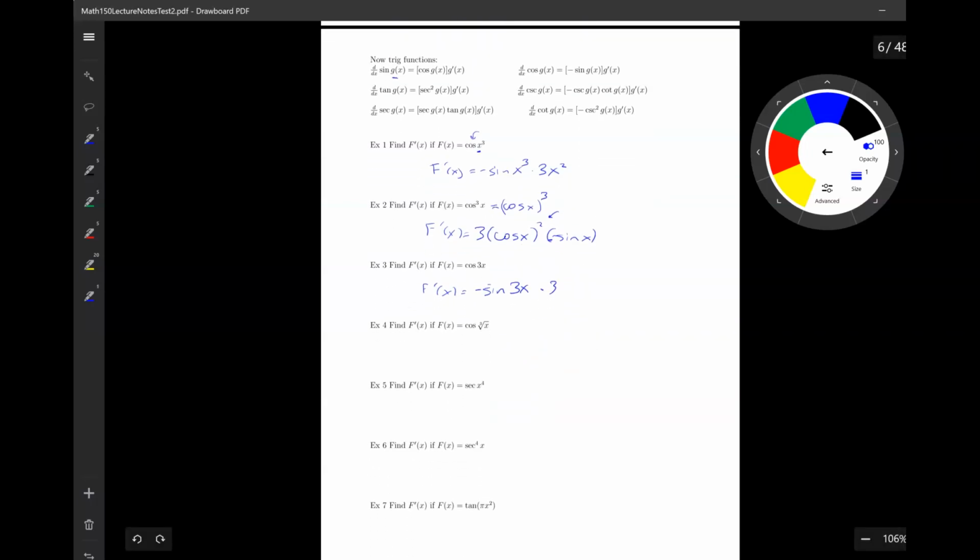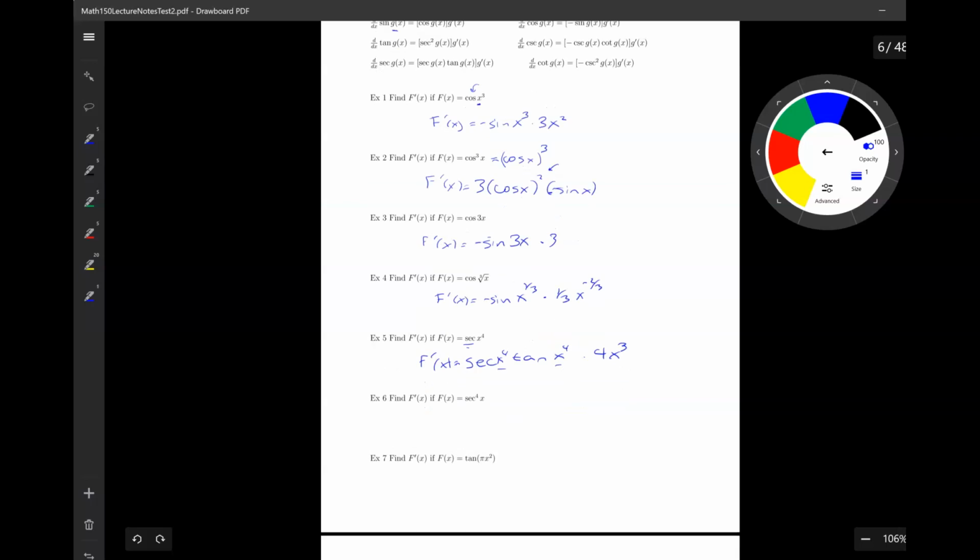Here, I'm going to take the derivative of the cosine, that's negative sine. Carry the angle along. Now I'm going to multiply by the derivative of the angle. All right, then I'm going to take the derivative of the trig function first. So taking the derivative of secant is secant tangent. Carry the angle along in both places and then multiply by the derivative of the angle.